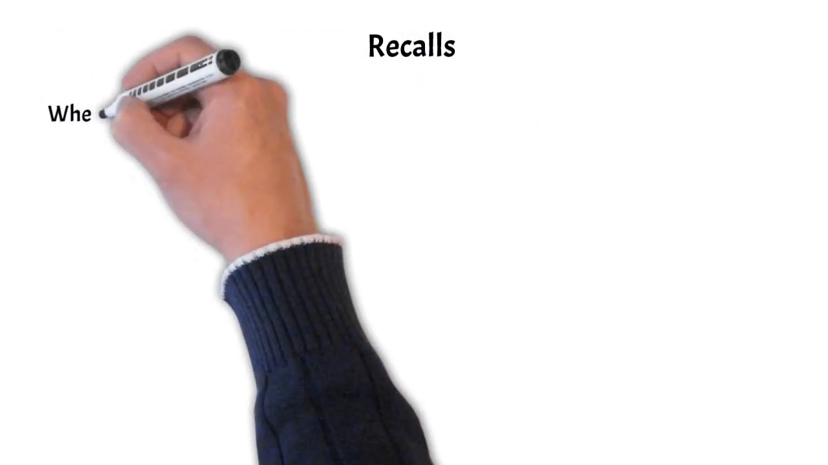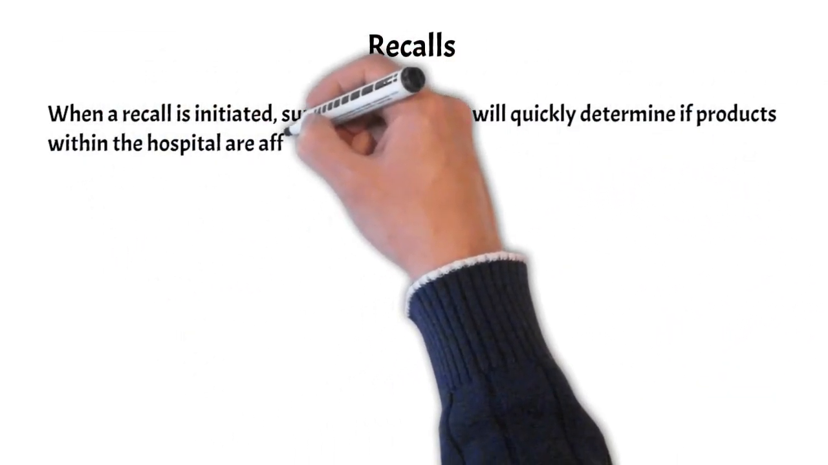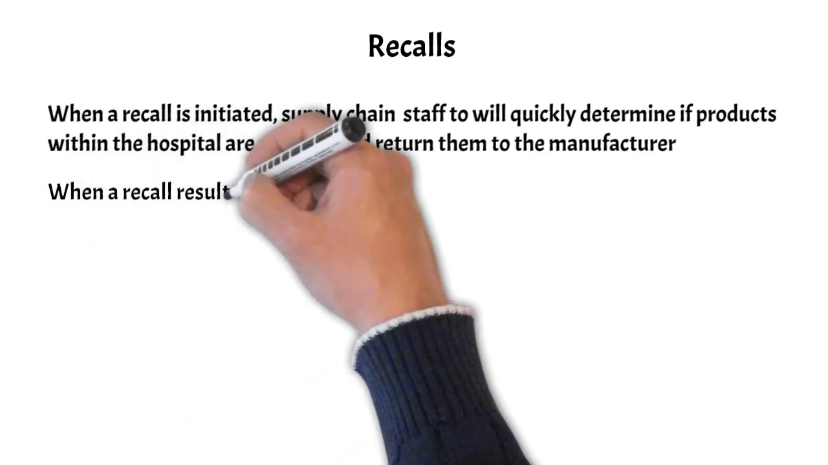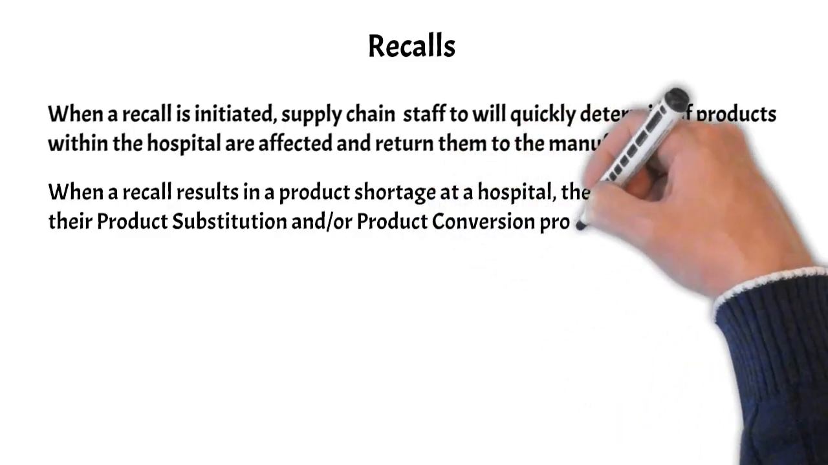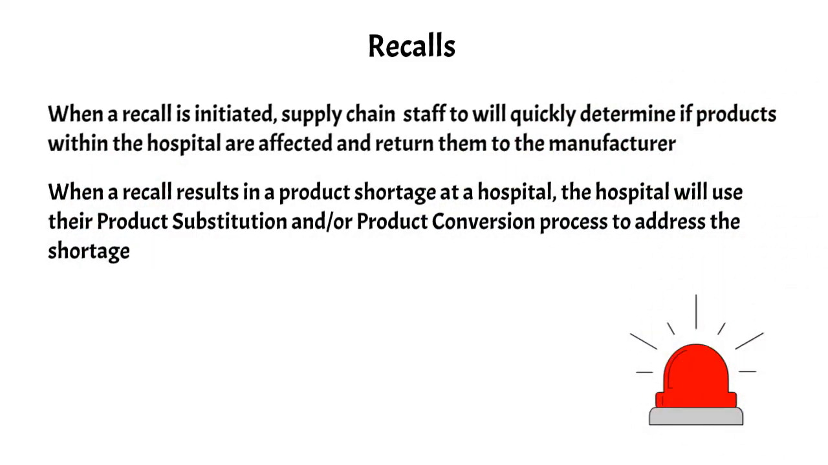When a recall is initiated, it is crucial for the supply chain management staff to quickly determine if products within the hospital are affected. If so, it is critical to remove the recalled products and return them to the manufacturer. When a recall results in a product shortage at a hospital, the hospital will use their product substitution and/or product conversion process to address the shortage.